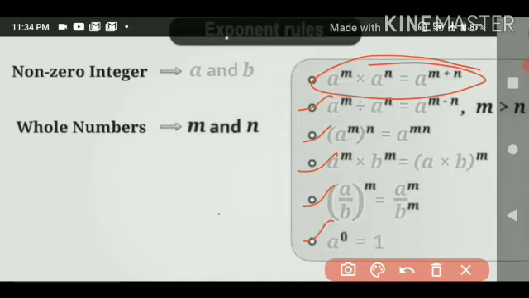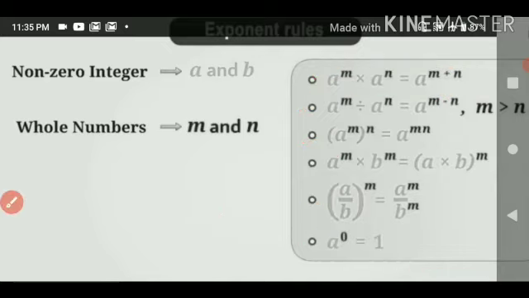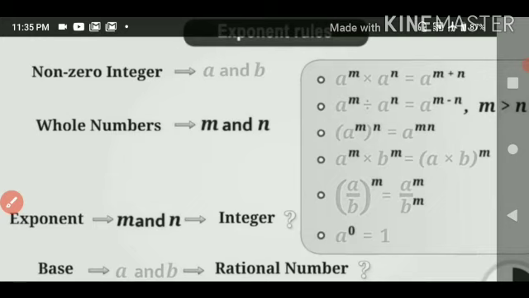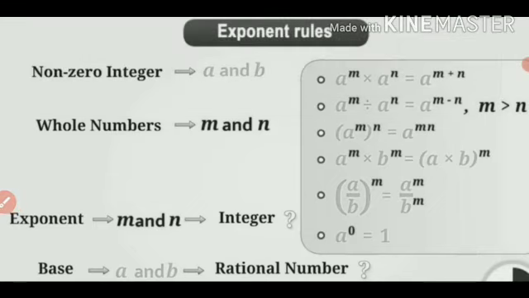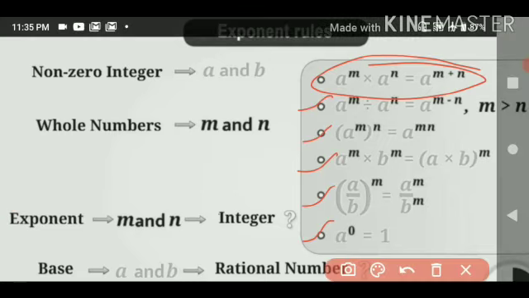And the next one, a raised to the power 0 is always equal to 1. We have already studied that anything raised to the power 0 is always equal to 1. Now, if the exponents m and n are integers and bases a and b are rational numbers, still the same laws of exponents are valid.